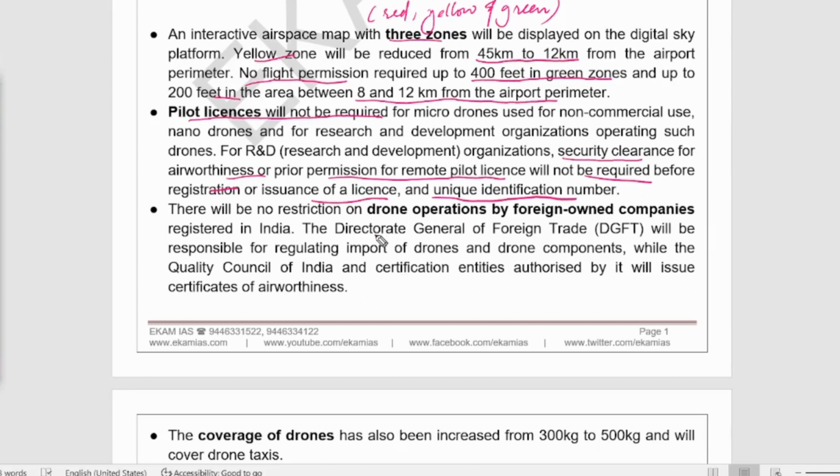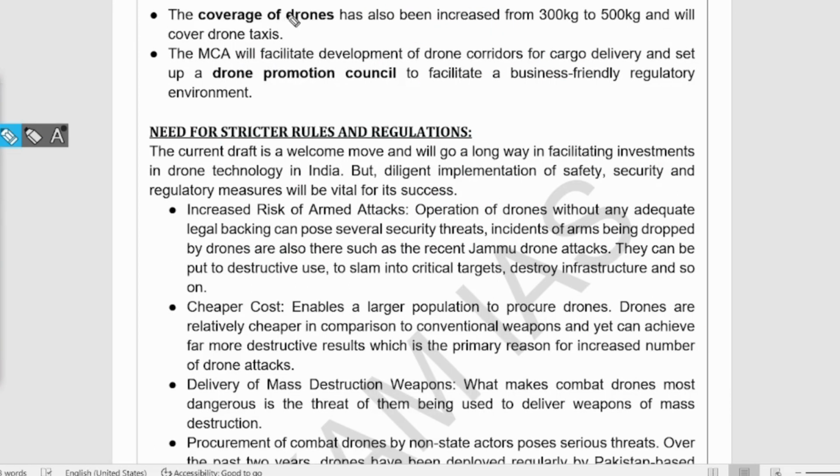The Directorate General of Foreign Trade will be responsible for regulating the import of drones and drone components. Another feature of the Drone Rules 2021 is that the coverage of drones has been increased from 300 kgs to 500 kgs, and that will also cover drone taxis. And in order to facilitate a business-friendly regulatory environment and for the development of drone corridors, a Drone Promotion Council is to be set up.